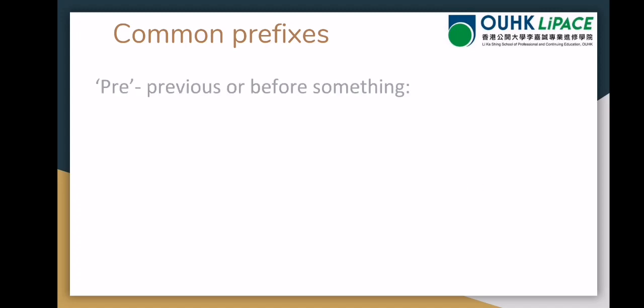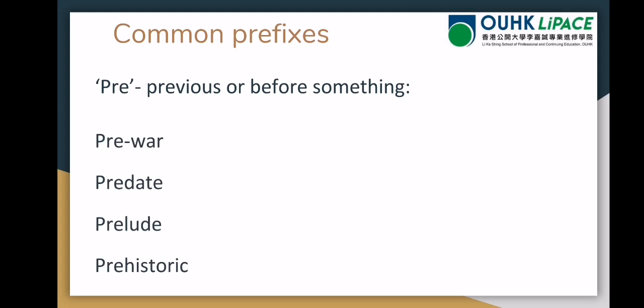So a common prefix you will see is pre, and you can think of it as short for previous, so it means previous or before something. And here are my examples: pre-war, predate, prelude, prehistoric. Pre-war is quite simple, just anything that happened before a war. Normally we would use this in relation to the war. So you could say pre-World War II, pre-Vietnam War, pre-whatever.